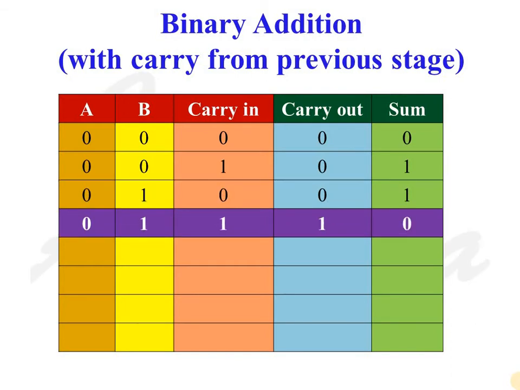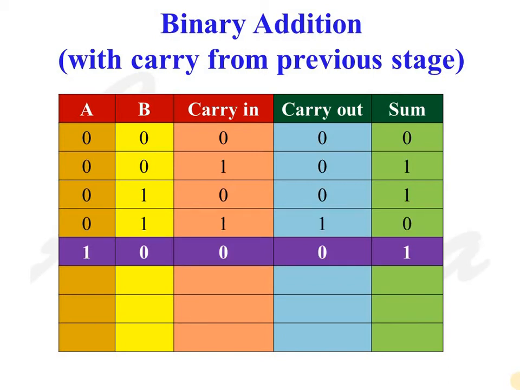When A is equal to 0, B is equal to 1 and carry in is equal to 1. Now sum is equal to A plus B plus C in, that is equal to 0 plus 1 plus 1. So sum is equal to 1, 0. So the sum bit of the operation is equal to 0 with an overflow of value 1. That is how sum is equal to 0 and carry out is equal to 1.